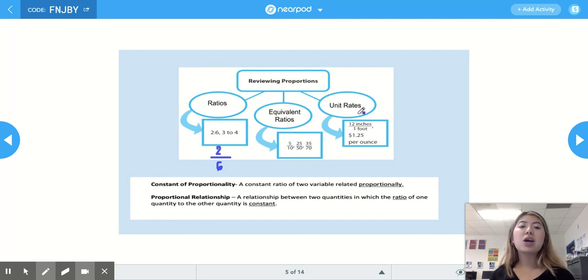And unit rates. Unit rates are a type of ratio with the denominator of 1. So we have 12 inches over 1 foot. And then our second example is $1.25 per ounce, which if we wrote as a fraction would be 1.25, or 1 and 25 hundredths, over 1.